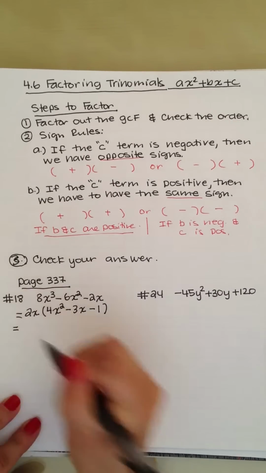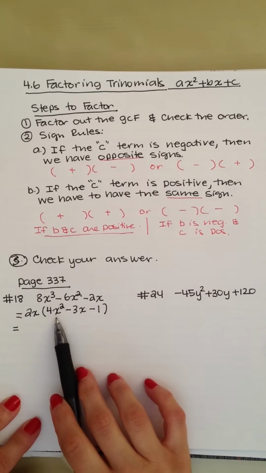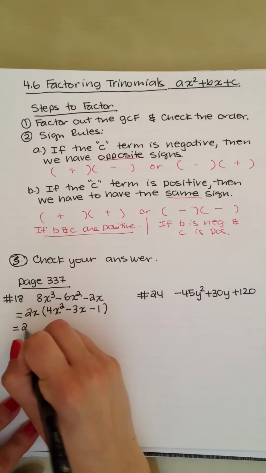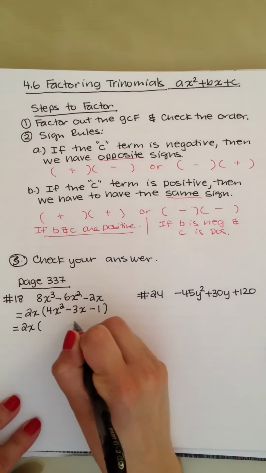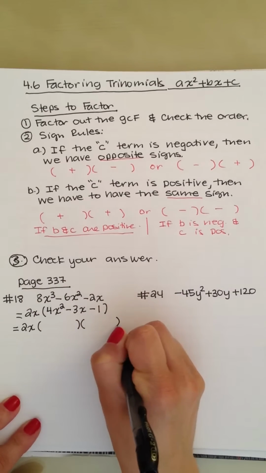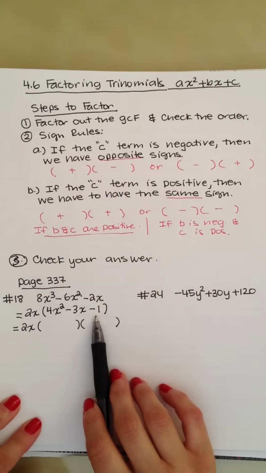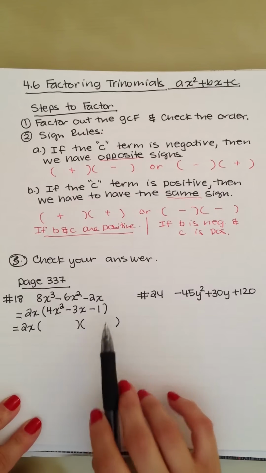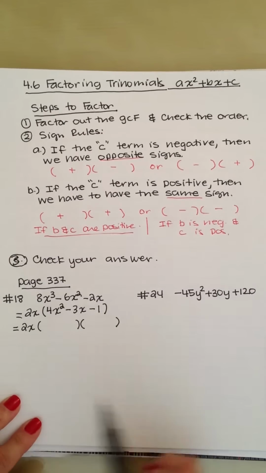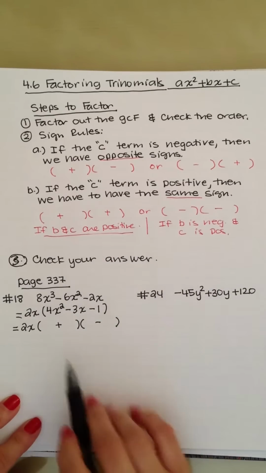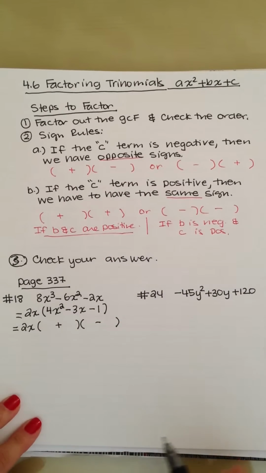Okay, next. Now we're going to focus on the trinomial inside the parentheses. So I will bring down my 2x. You need two parentheses. Okay, remember that since our C term is negative 1, this is negative. That implies I have opposite signs. So I just wrote plus minus.